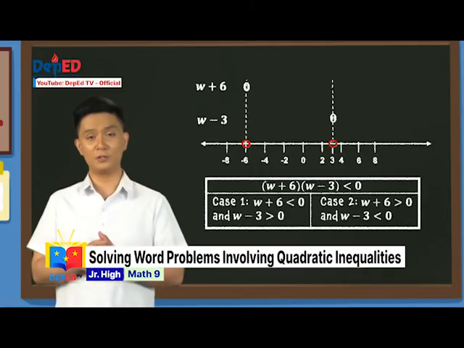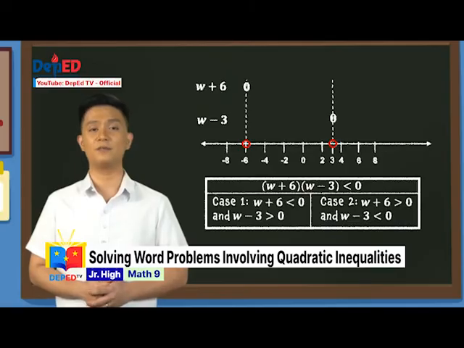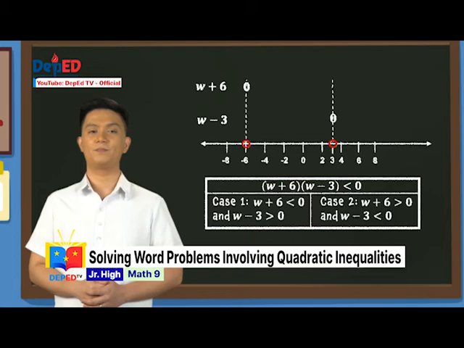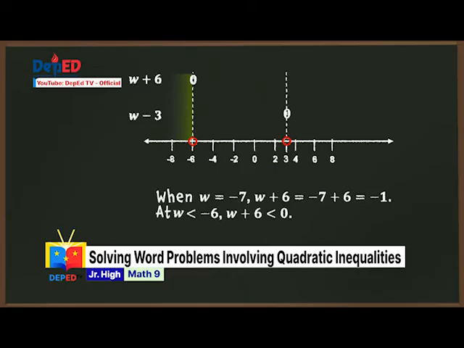So, we will use a test value to determine the sign of the value of each factor in each region or interval. In the region to the left of -6, we may use -7 as the test value. When w equals -7, w plus 6 will be equal to -7 plus 6, or simply -1. Hence, in this region where w is less than -6, the value of w plus 6 is negative.